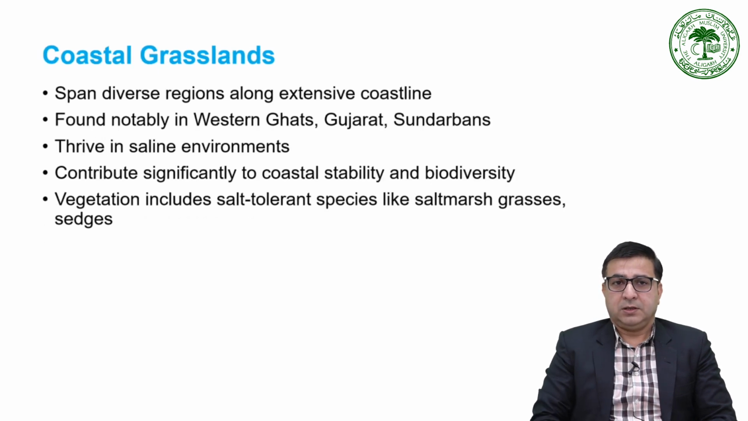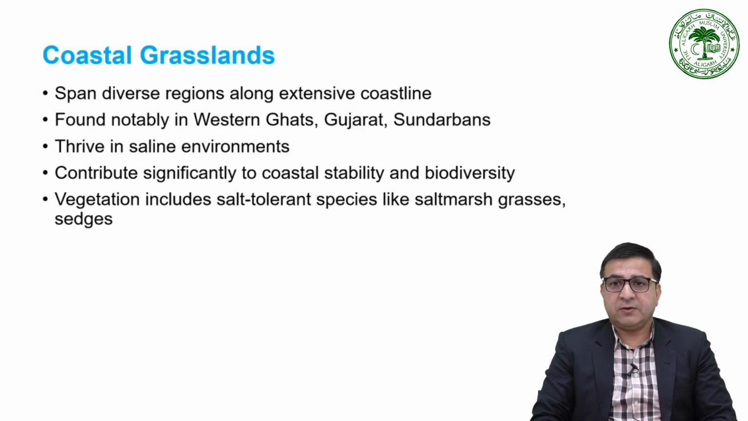Another is coastal grasslands. Coastal grasslands in India span diverse regions along the extensive coastlines, notably in the Western Ghats, Gujarat, and Sundarbans. These ecosystems thrive in saline environments, contributing significantly to the coastal stability and biodiversity.